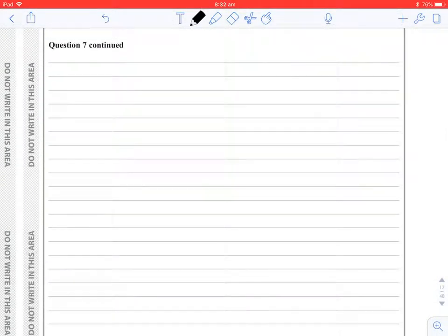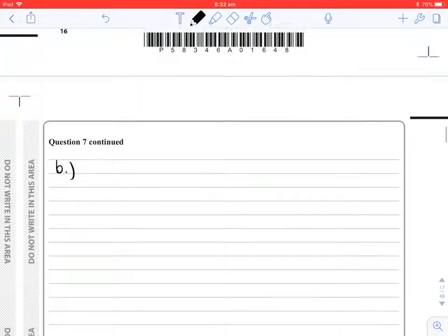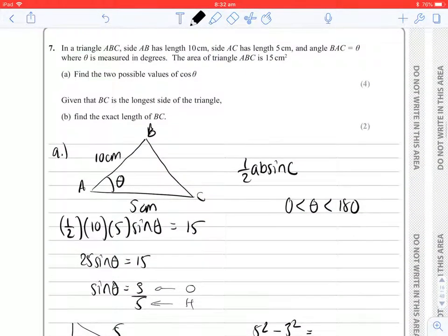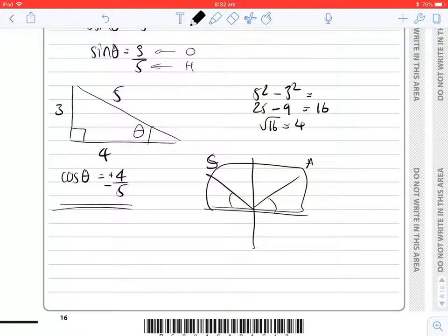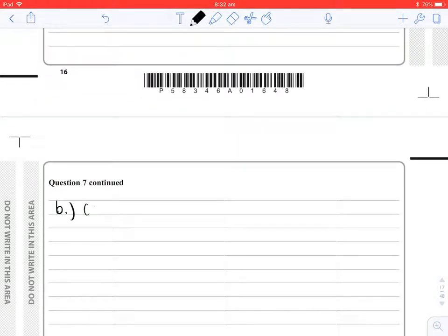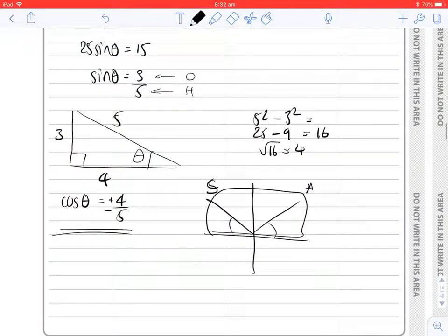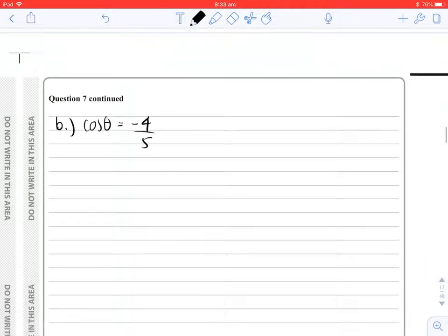Now we can have a look at part B. Given that BC is the longest side of the triangle, find the exact length of BC. Now, this is the key part. The key part of the question is that we are told that it is the longest side of the triangle. If it's the longest side, that means that our angle must be greater than 90 degrees. And so cos theta has got to be minus 4/5, because if it's greater than 90 degrees, it's going to be in this quadrant here where only sine is positive and cos is negative.